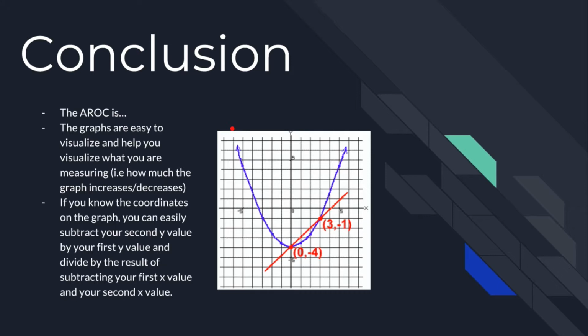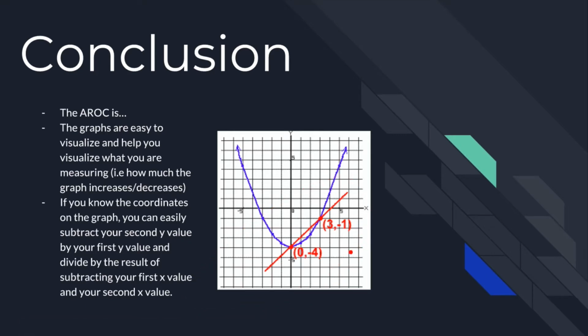Graphs are pretty easy to visualize, and they usually help you visualize what you're measuring. They personally help me with visualizing what I'm measuring. Especially looking at the slope of the secant, we can kind of check our answer, seeing how steep it is. If the slope that you get doesn't line up with what the line looks like, then maybe you made an error along the way.